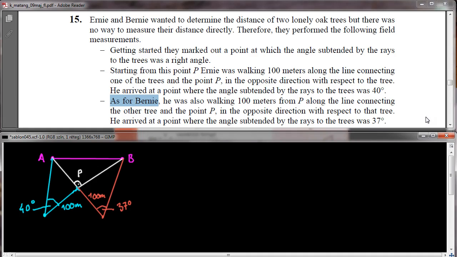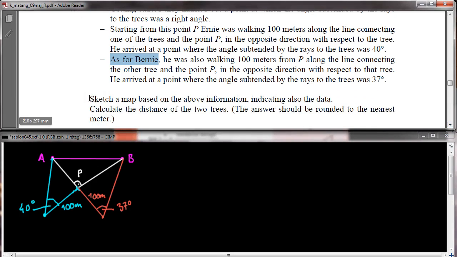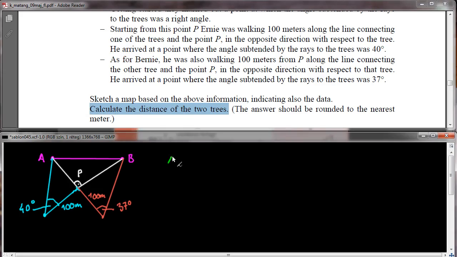So the question is, after this, first we have to sketch a map based on the above information, indicating also the data. We have just done this. Okay, this is the map. And then we have to calculate the distance of the two trees. So what we are looking for is AB. AB is how long? So what is this distance? Okay, and if we do it another way, for example, we call it D, then how long is D? But actually we can just use this. It's no problem. All right.